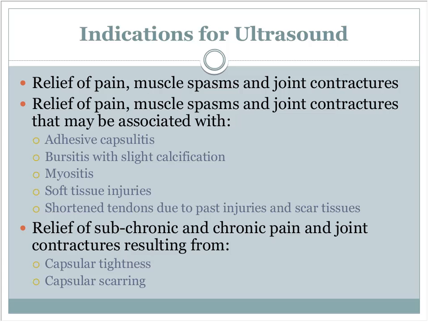Myositis, soft tissue injuries, shortened tendons due to past injuries or scar tissue. It'll help just kind of elongate all those things. As you heat things up, they can stretch better. Relief of subchronic or chronic pain and joint contracture from things like capsular tightness or capsular scarring. So, the ultrasound can do a lot of things that is pretty handy.